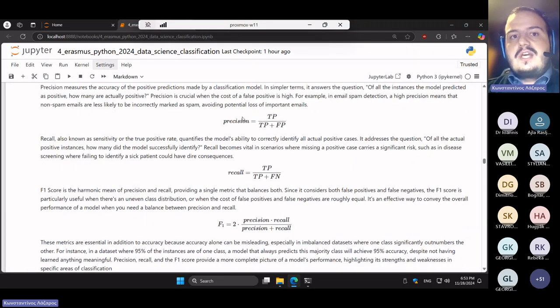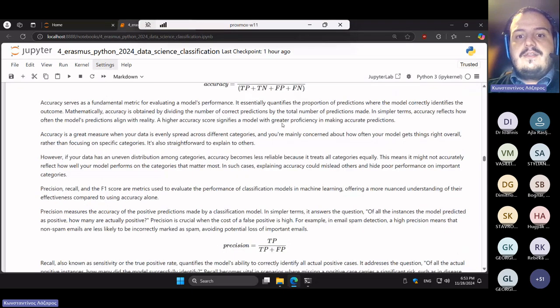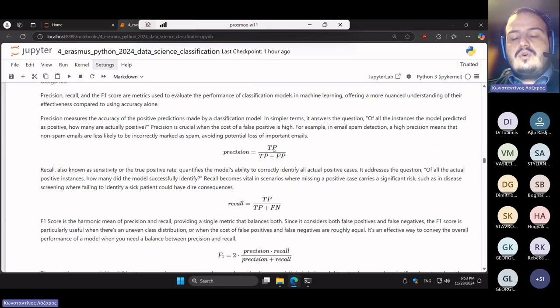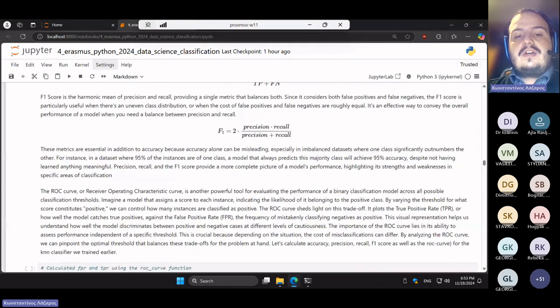In most cases, when it comes to projects or even research papers, accuracy is not enough on its own. So you would either have to use accuracy and then one of these two, or maybe both scores, or you could use accuracy and then go for the combination.